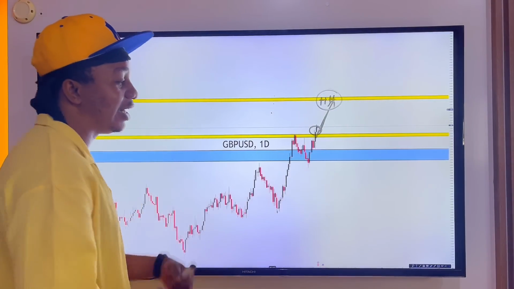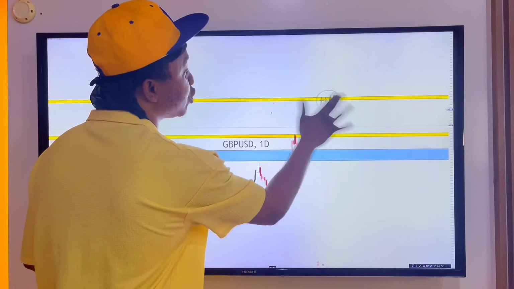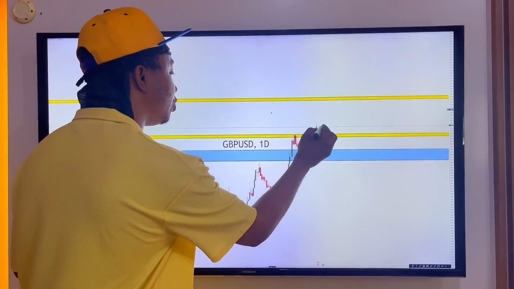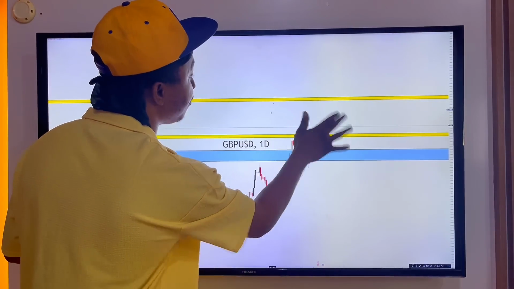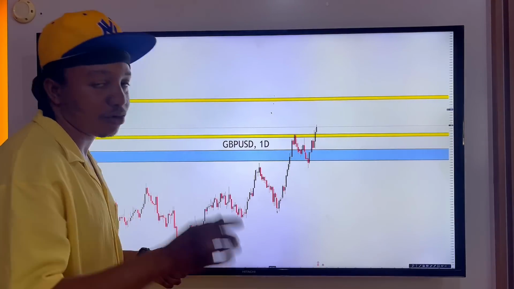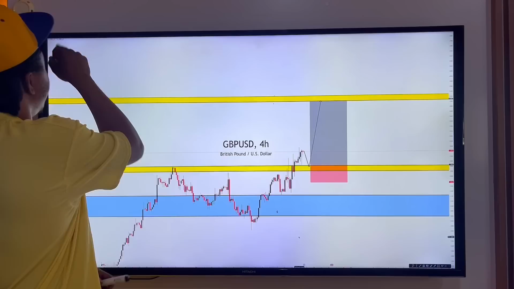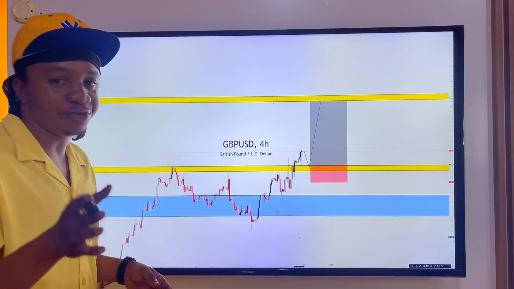Now, how are we going to do it? Let's take it further to the 4H time frame so that we can easily understand what is going on and how we can buy to the upside. All right, let's go to the 4H time frame to continue with the flow. All right, so this is the 4H time frame on GBPUSD.